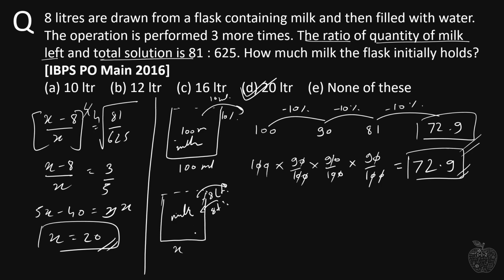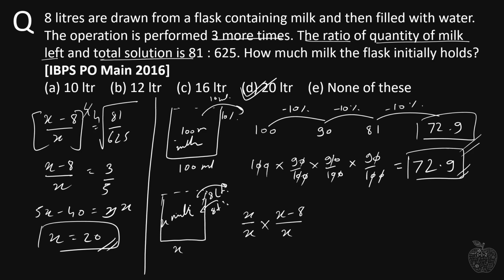In the original solution the quantity of milk is x liters, and the total volume of the flask is also x. That is what the ratio is given to us: quantity of milk and total solution. So quantity of milk here is x and total volume is also x. Now after removal of 8 liters of milk, x minus 8 is left, upon total solution, which is x. Now this process is repeated 3 more times.